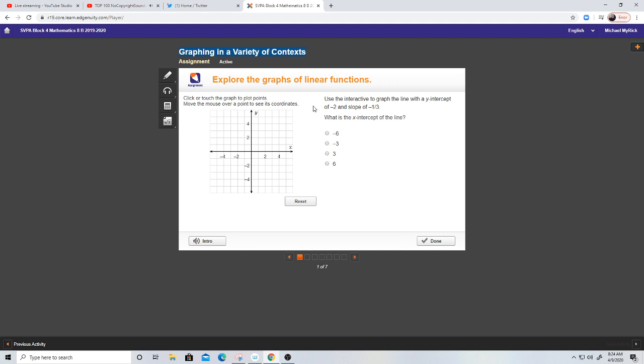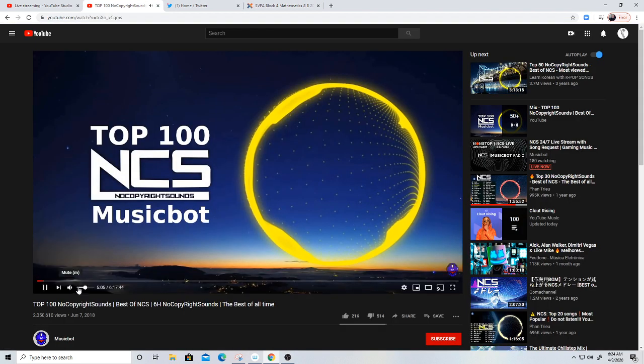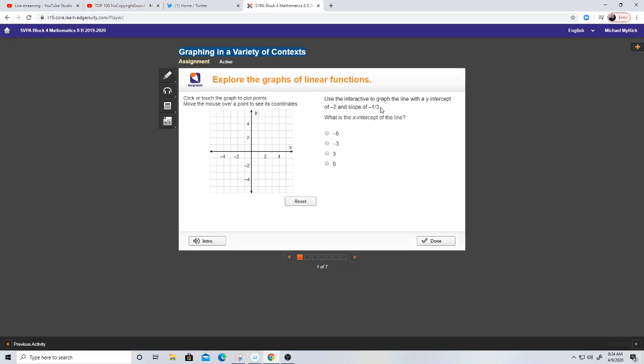Alright, use the interactive to graph the line with a y-intercept of -2 and a slope of -1/3. So at 0, -2, that is the y-intercept. Because it's on the y-axis, it goes right there at -2. Slope of -1/3.